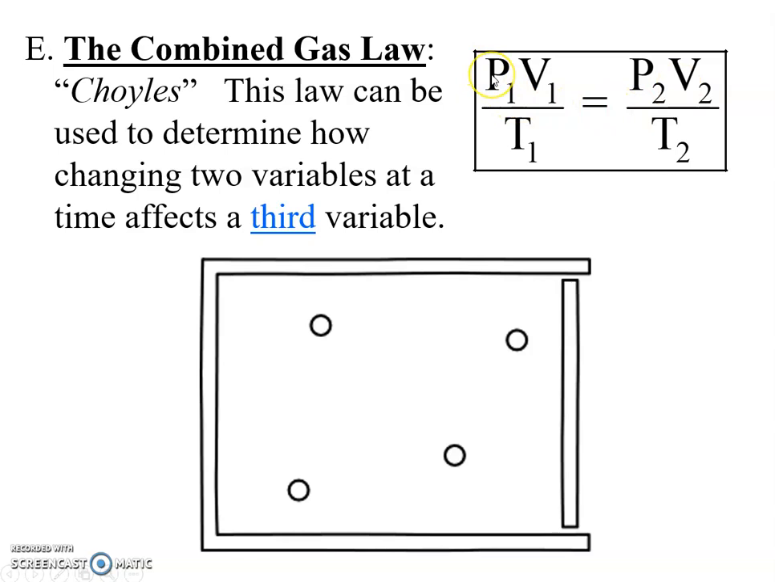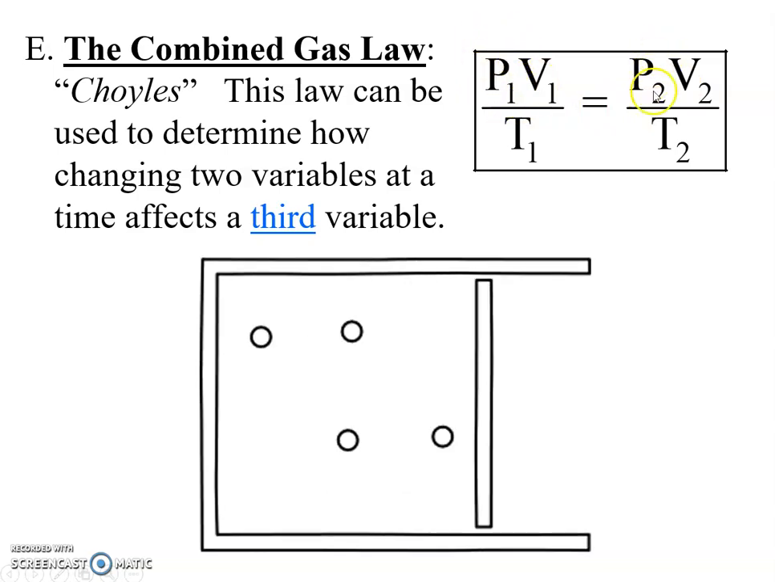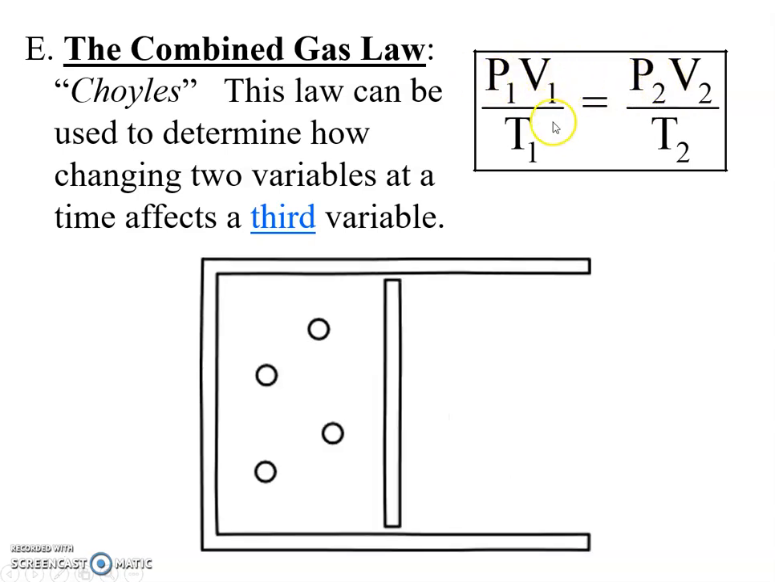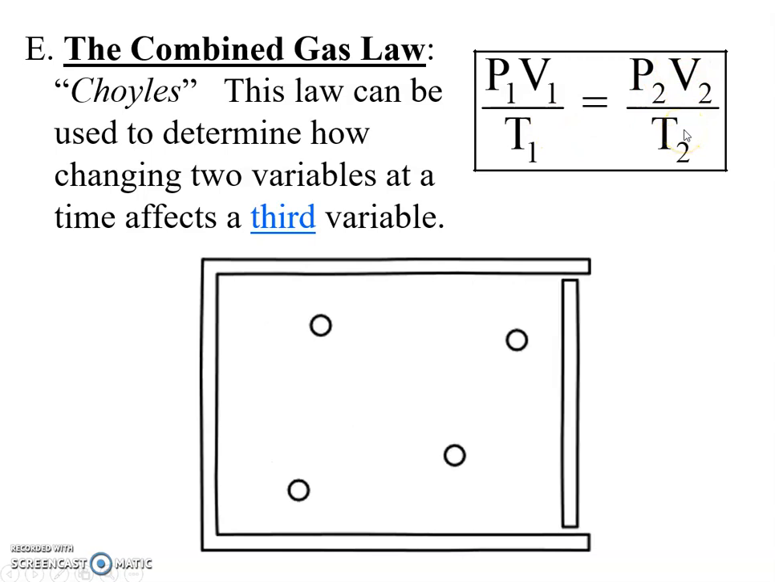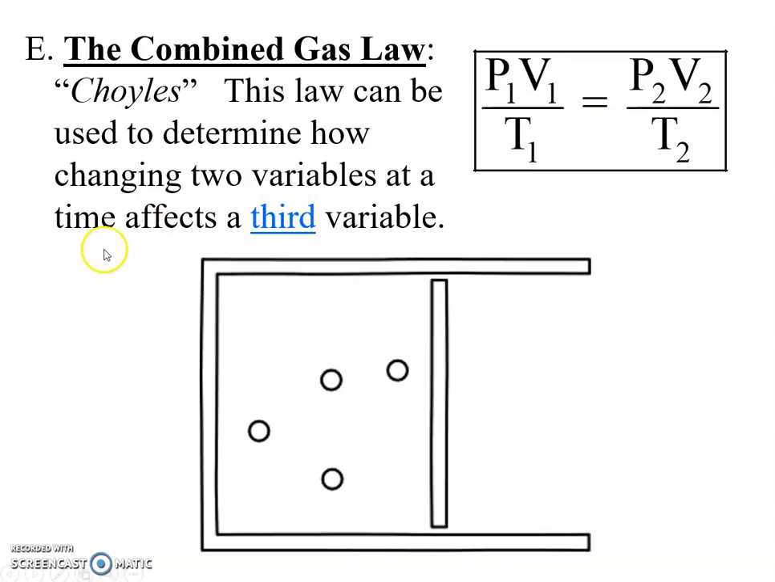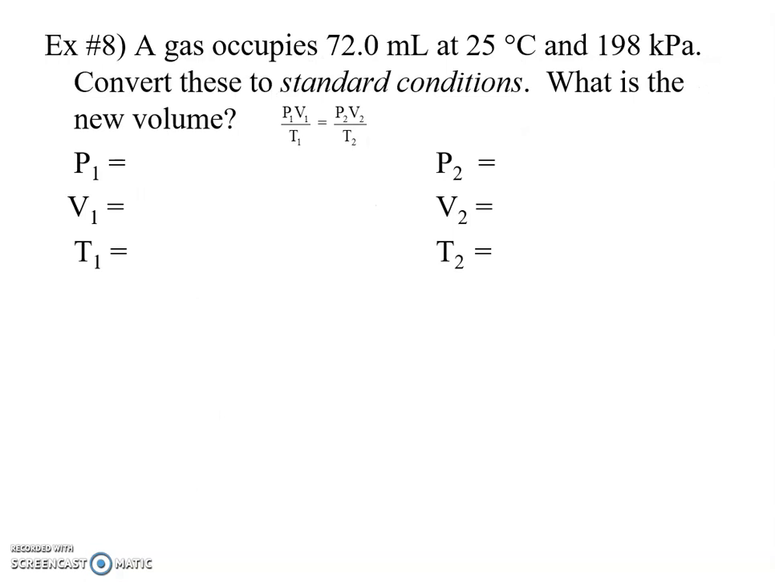If I told you the pressure doesn't change and the pressure is constant, again, this number and this number would be the same. So again, they would cancel, and I'd be left with V1 over T1 is equal to V2 over T2. So again, you get Charles' Law. So both Charles' and Boyle's laws are combined here. But when I put them together like this, I can combine and solve for multiple variables.